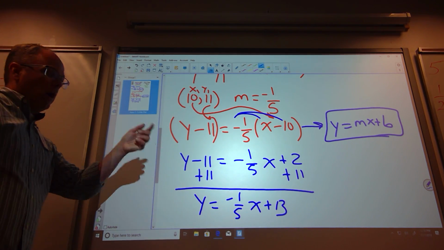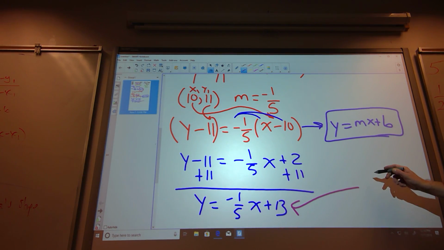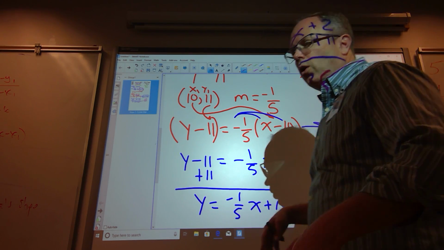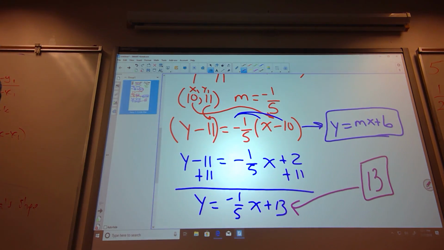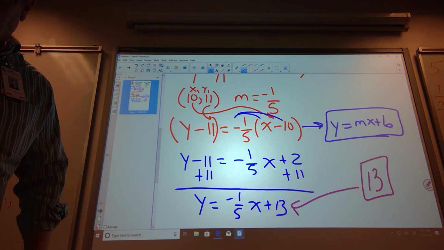What is the y-intercept here, first of all? 13. So 13 is my y-intercept. What does the 13 mean in the context of this problem? He lives 13 miles away. Perfect. He lives 13 miles from school. He gets on his bike and rides for a certain amount of time, and he gets a little bit closer to school. He rides a little bit further, assuming he stays at a constant rate, and he gets a little bit closer to school. So the y-intercept in the context of this problem means that he lives 13 miles away.